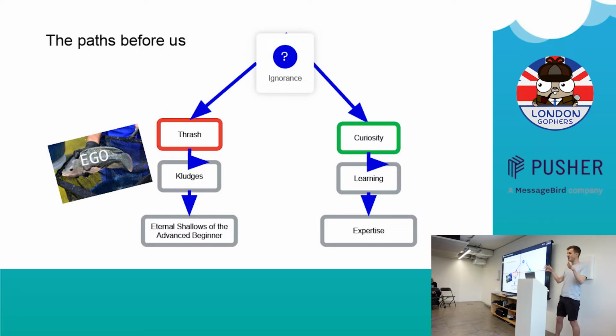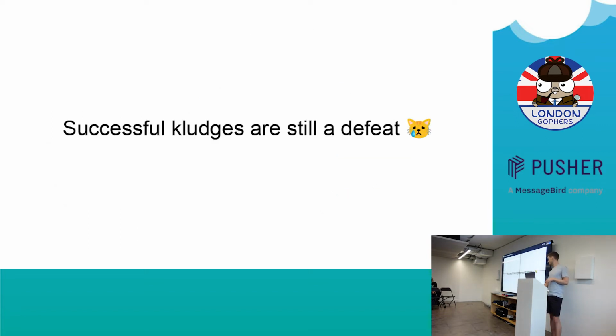And these are the two paths before us, I find, when you confront one of these times you're thrashing around: the kludge and getting curious. If you take the kludge all the time, I think you're eventually going to end up with a kind of classic advanced beginner. You're really not going to understand your tools in depth. You're always going to be confronted by this stuff and just kind of try and dodge it. Getting curious is where it gets interesting.